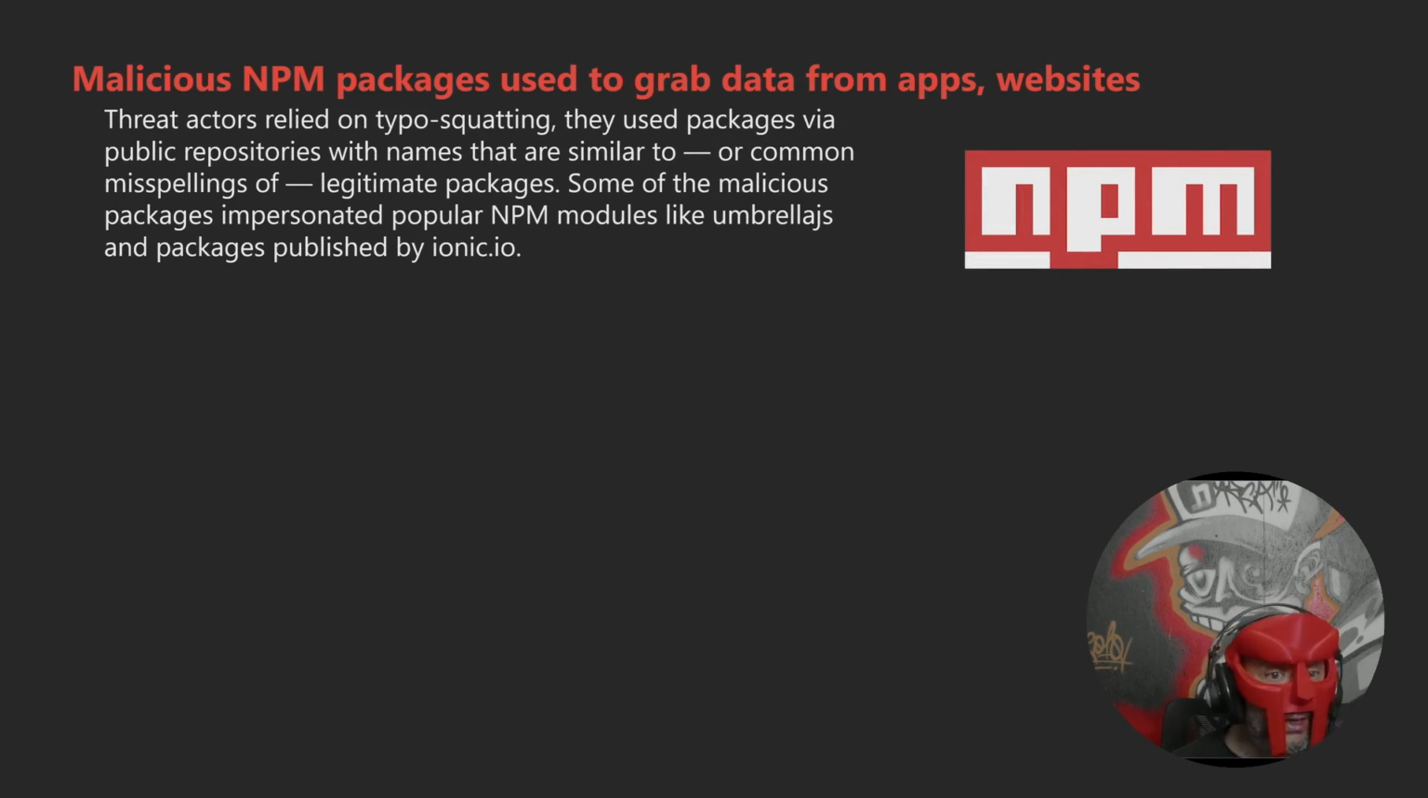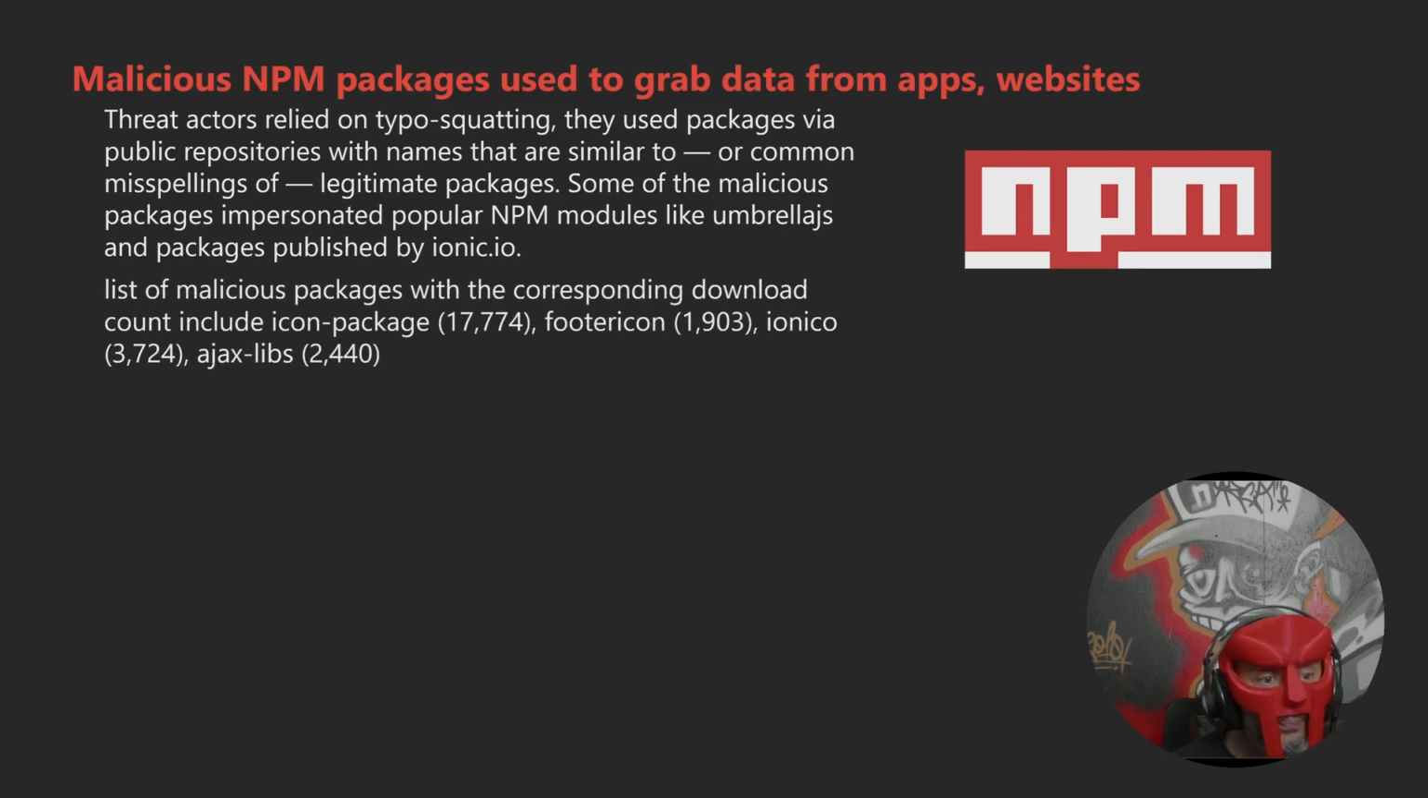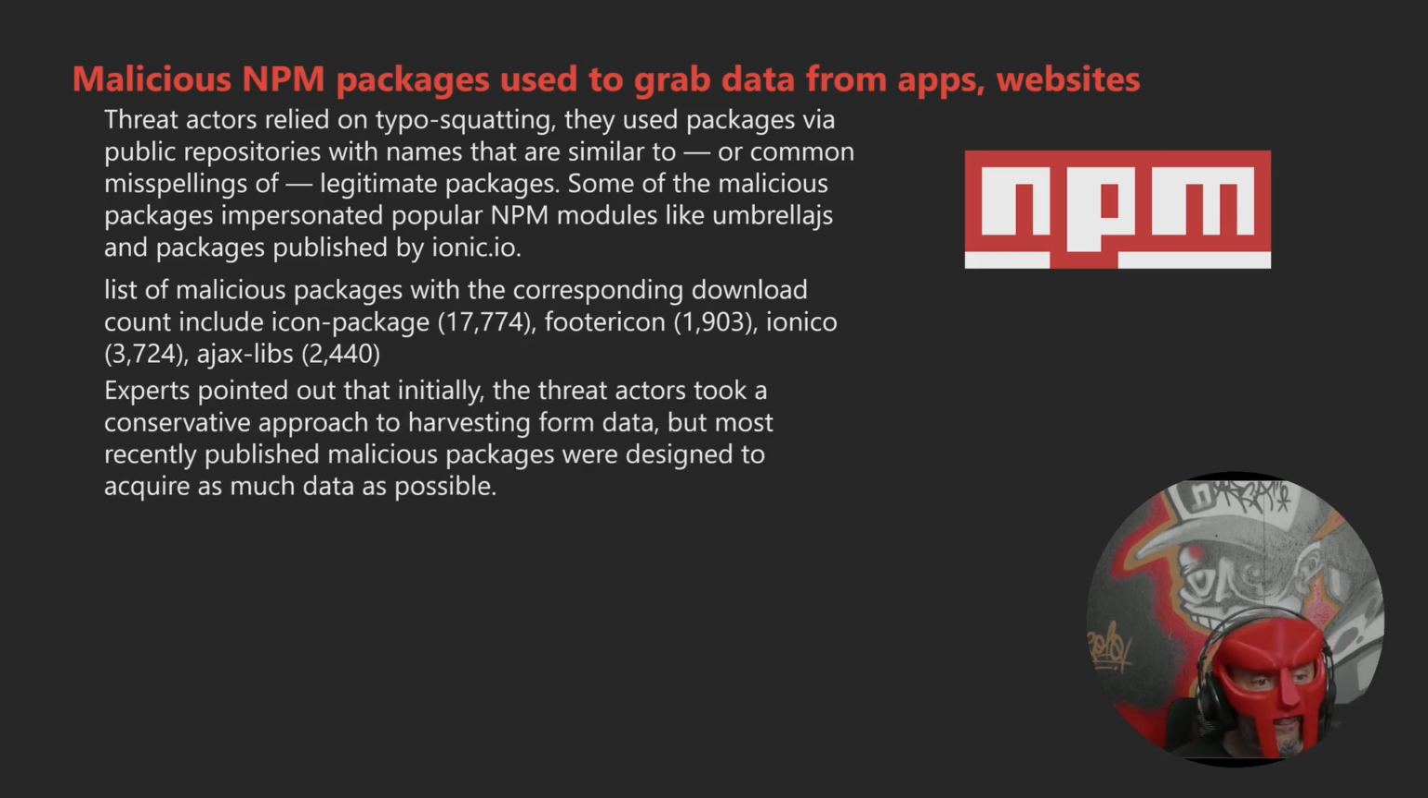Threat actors relied on typosquatting. They published packages via public repositories with names that are similar to or common misspellings of legitimate packages. Some of the malicious packages impersonated popular NPM modules like Umbrella.js and packages published by Ionic.io. The list of malicious packages with the corresponding download count includes Icon package with 17,774 downloads, Footer Icon with 1,903 downloads, Ionico with 3,724, and Ajax Labs with 2,440.